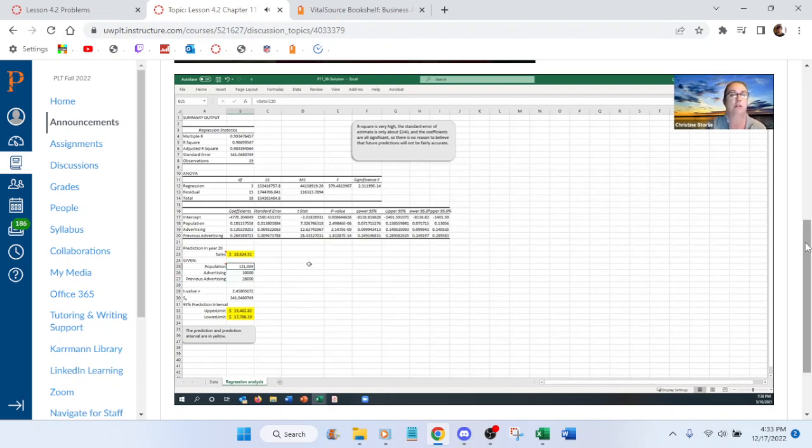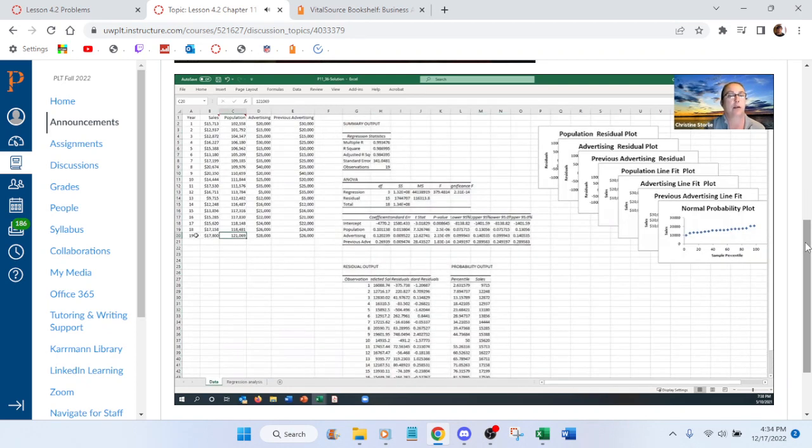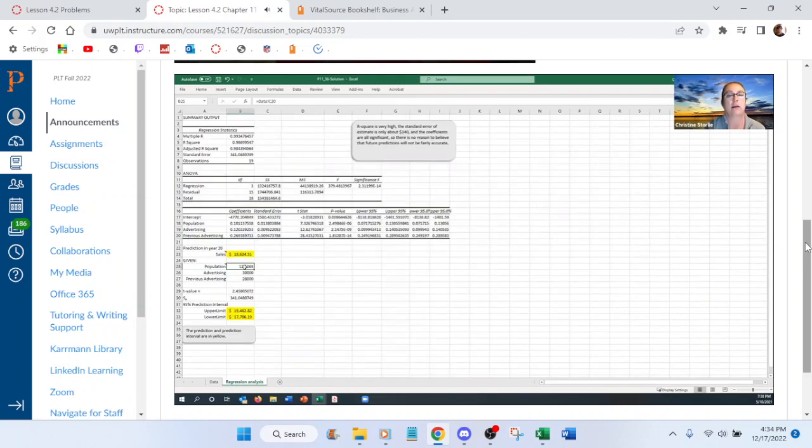Okay, so the population of 121,069. If we go back to the data, that is the last data point here for year 19, right? And year 19's advertising expenditure was $28,000. So going back over here, that's where I got those from that other sheet.